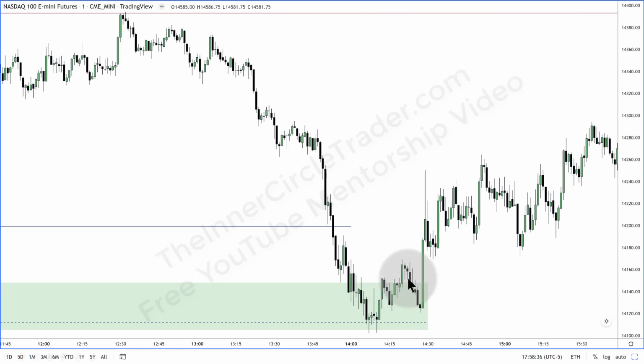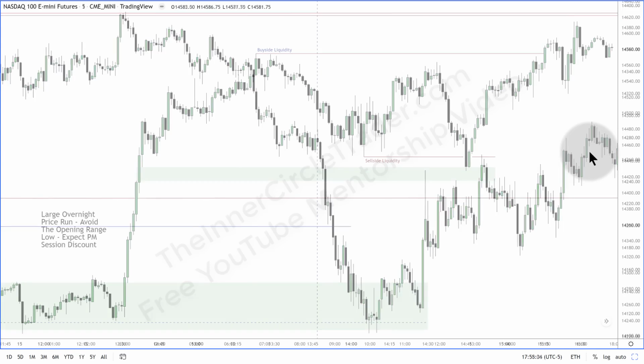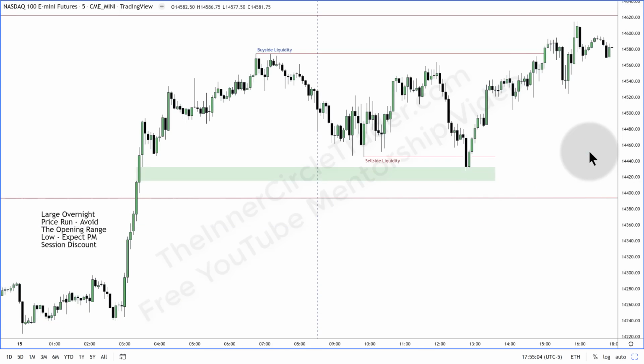And we can look for a run back up into this range here, or run the buy stops above here, or maybe inside here. Sloppy run, but nonetheless, it's still pressing higher. Now here's today on the 15th of February, 2022. Notice what we had. We had this enormous price run overnight in technically the London session.